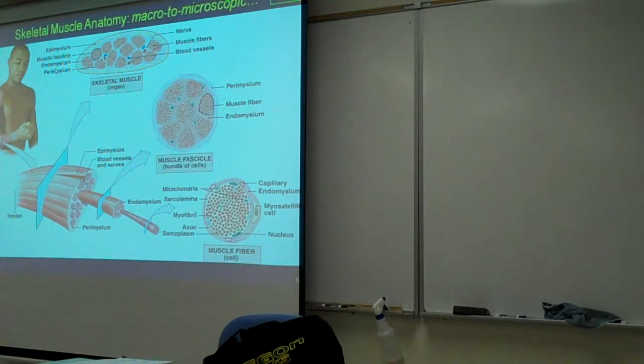So you could say a muscle belly in cross section is a bundle of fascicles. A fascicle cut in cross section, you see a bundle of muscle fibers. You cut through a muscle fiber in cross section, you see a bundle of myofibrils. Cut through a myofibril in cross section, you see a bunch of filaments. Myofilaments, namely thick and thin.